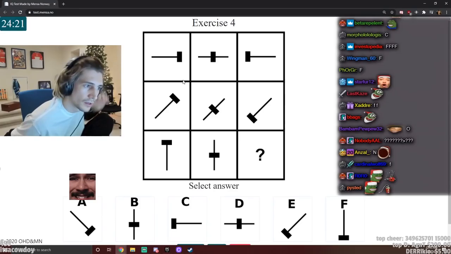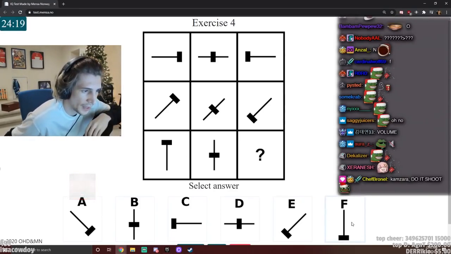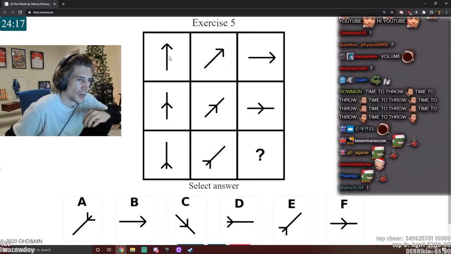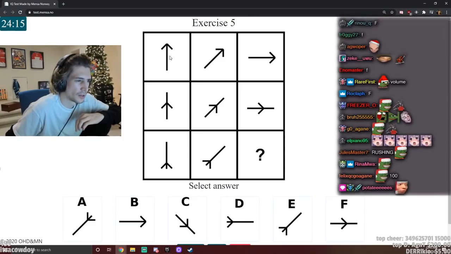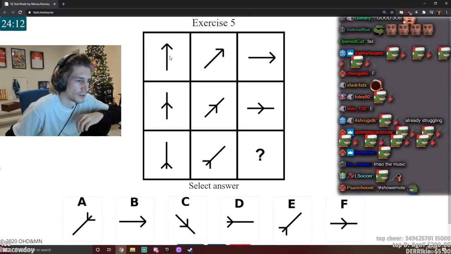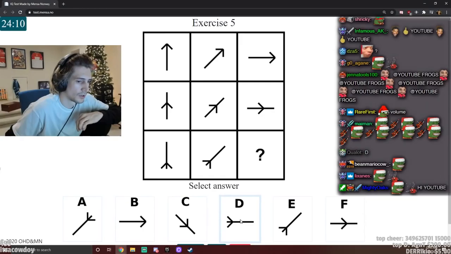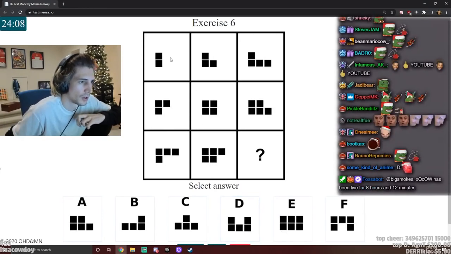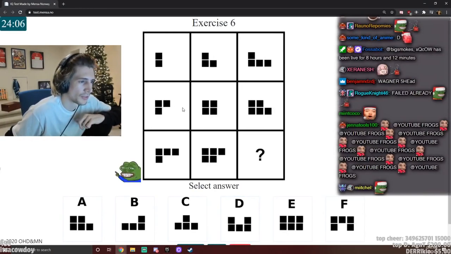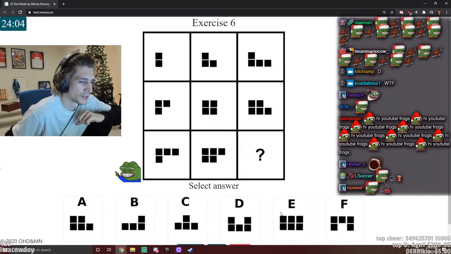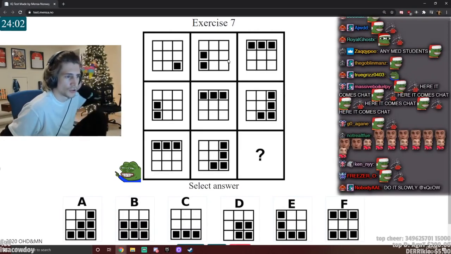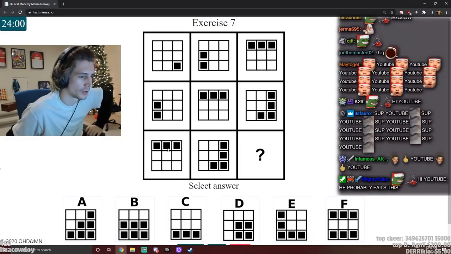Min. Downwards. This one. Up. Diagonal. Right. This one. Done. 2, 3, 4. 3, 4, 5. 6. 1, 2, 3. 2, 3, 4. 3, 4, 5.